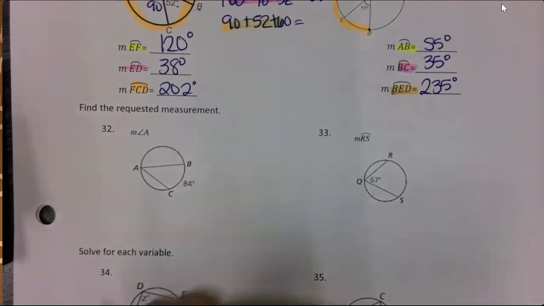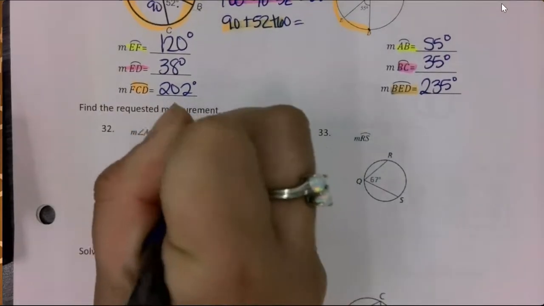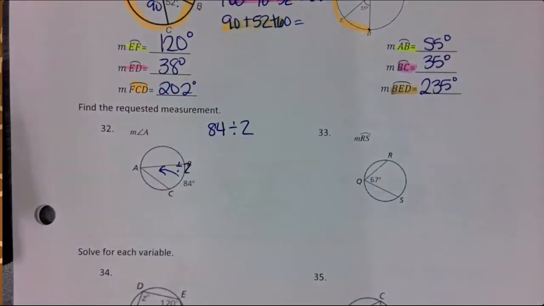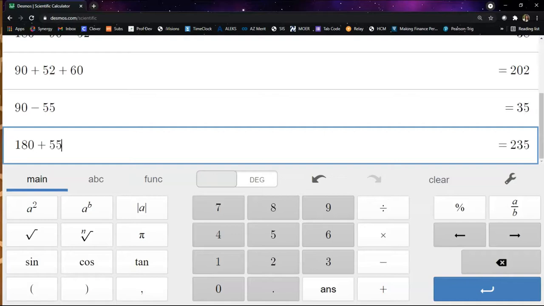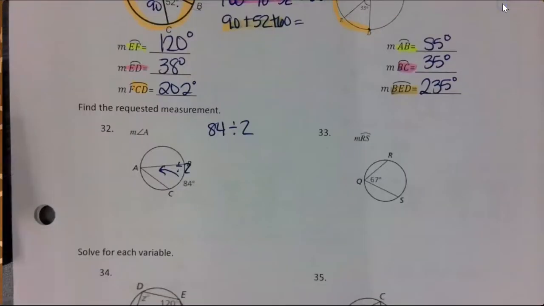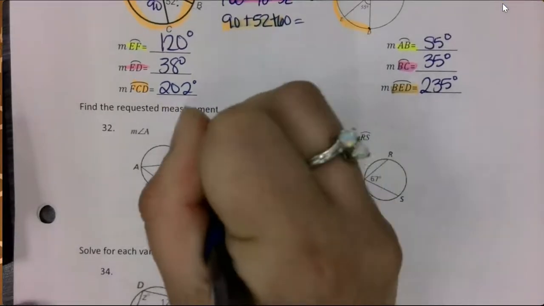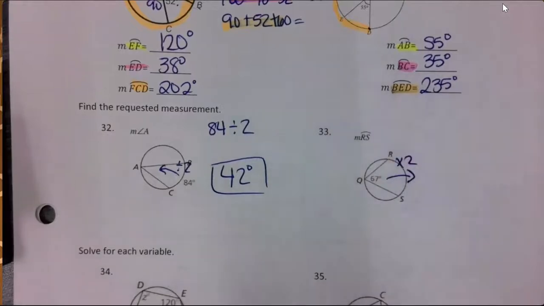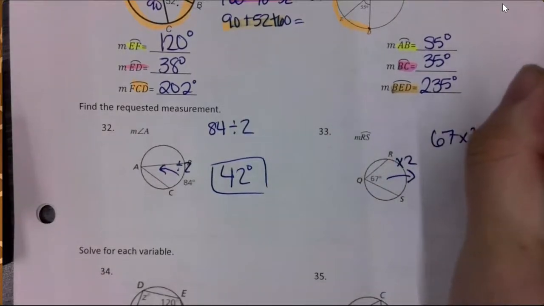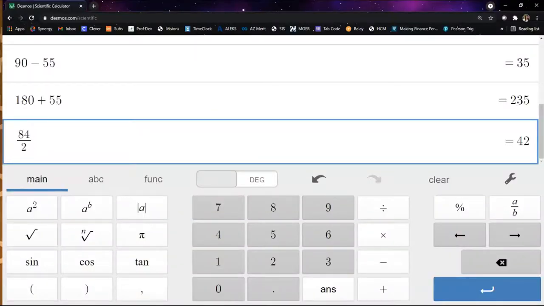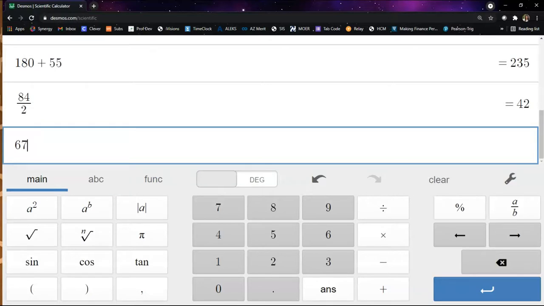On number 32, I need to find the smaller angle, so I want to divide by 2. I'm going to take 84 and divide by 2, which gets me 42. On 33, I'm going the opposite way, so I want to multiply by 2. So I'm going to take 67 times 2, which gets me 134.